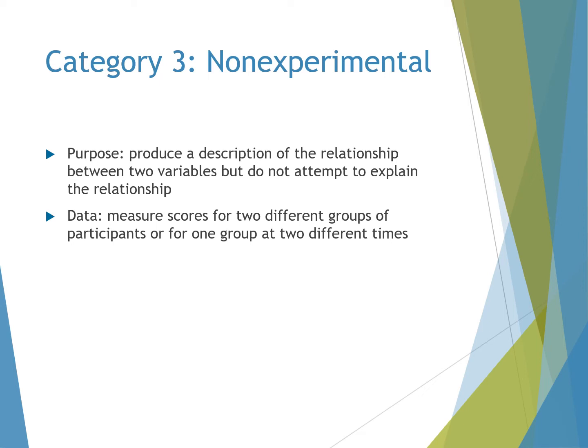Non-experimental studies also fall into category 3. The purpose here is to produce a description of the relationship between 2 variables, but it doesn't attempt to explain the relationship. Okay, so the data here is that we measure scores for 2 different groups of participants, or for one group at 2 different times. So maybe we have a theory that there's a relationship between gender and verbal ability. So we measure verbal ability for men and women, and we find out that there's a difference. It doesn't tell us why there is a difference.